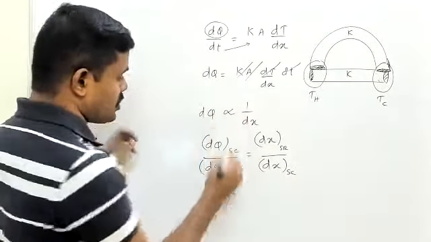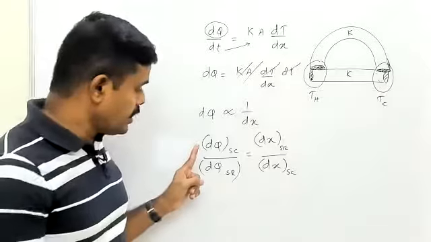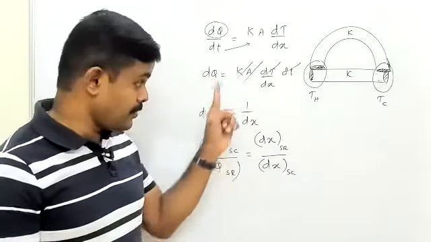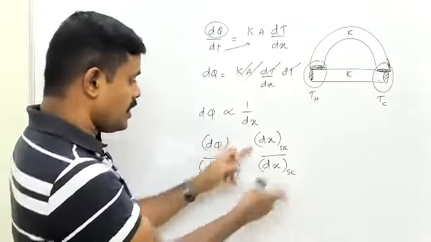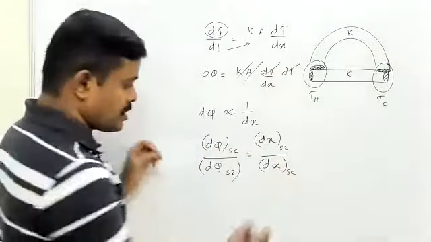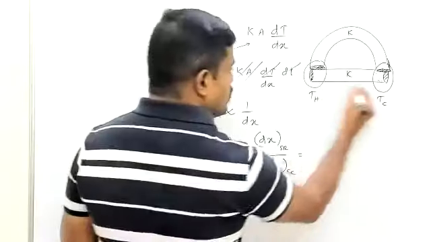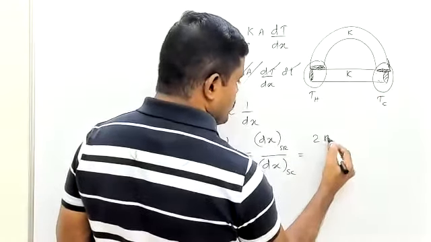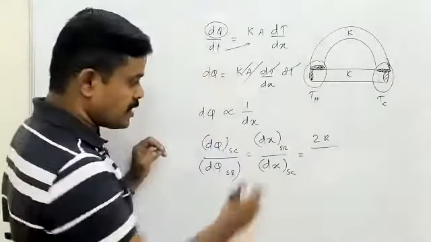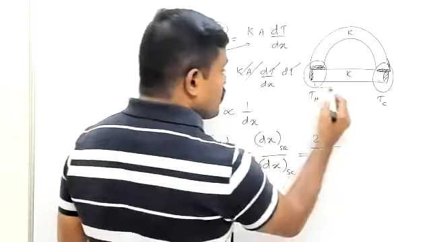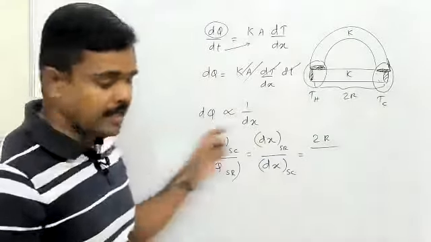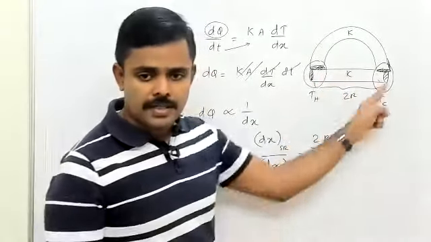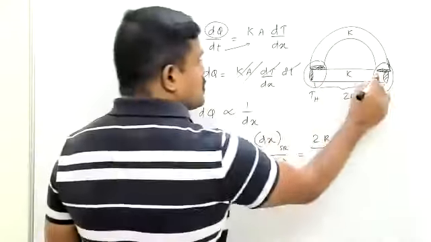So if I write the equation, they are asking you to find the ratio dQ of semicircle to dQ of straight rod. Should be inverse ratio, no? So dx of straight rod by dx of semicircle. What is dx for straight rod? dx for straight rod is actually 2 times radius. dx means length of the rod. Length of this straight rod, no? It is 2 times the radius, diameter, right? It actually looks like the diameter of a circle, right? And for the other one, this is what?